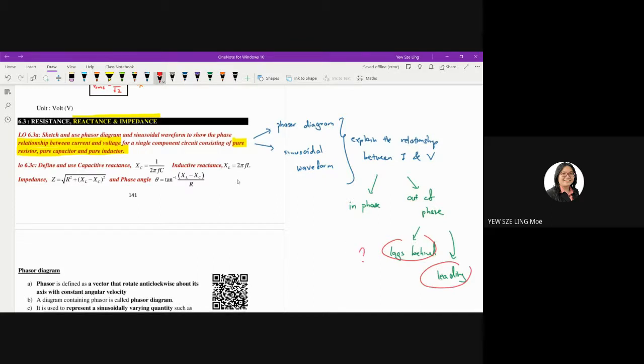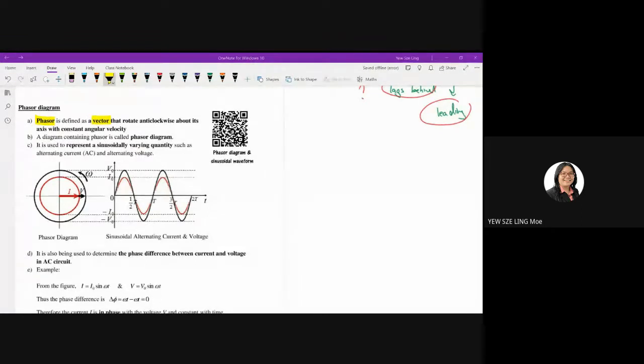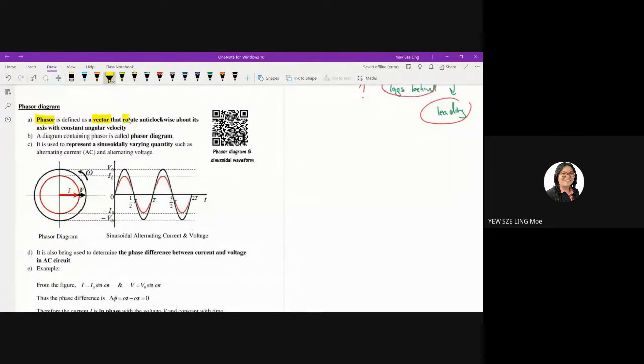All right. So now let us go through what it means by Phasor diagram first. What is a Phasor diagram? A phasor itself is a vector, but it is not a static vector. It is a vector that always rotates in the anti-clockwise direction about its axis with a constant angular velocity. For example, this is the vector, but it is not static. It does not just point in one direction. This vector is rotating in the anti-clockwise direction.